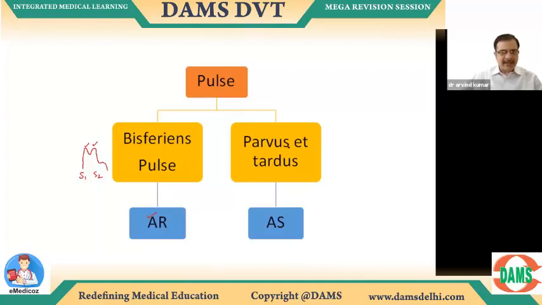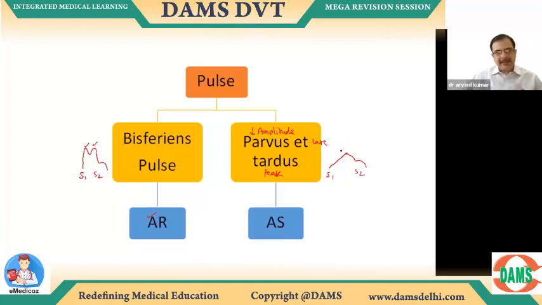While the second characteristic pulse is a pulsus parvus et tardus. What does it mean? Parvus means low amplitude, and tardus means late peak. So there is a low amplitude and late peaking like this. There is a late peaking towards the S2 sound. Usually the peak occurs in the mid systole, but it is shifted and the amplitude is also low.